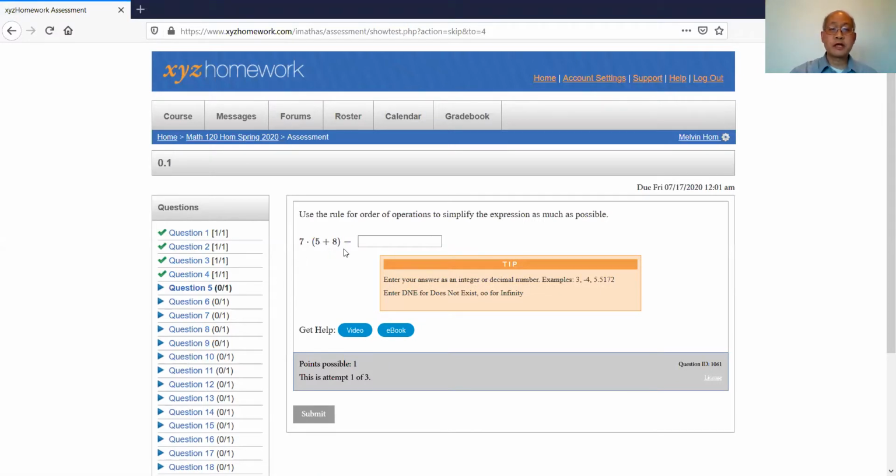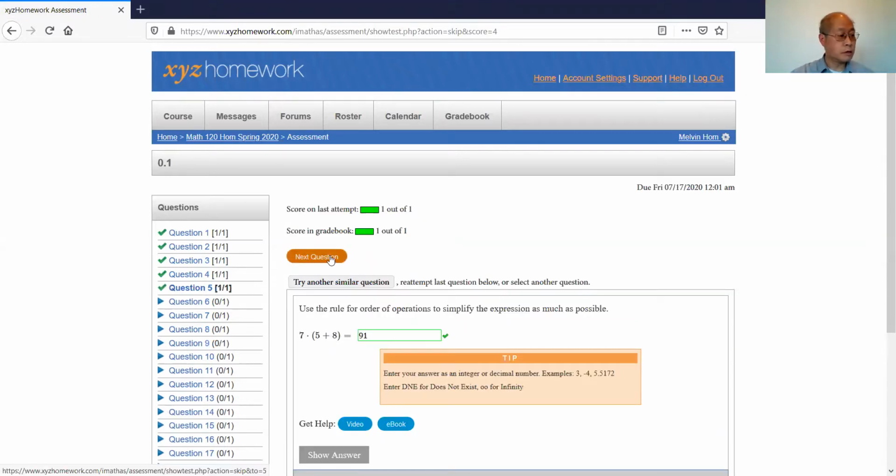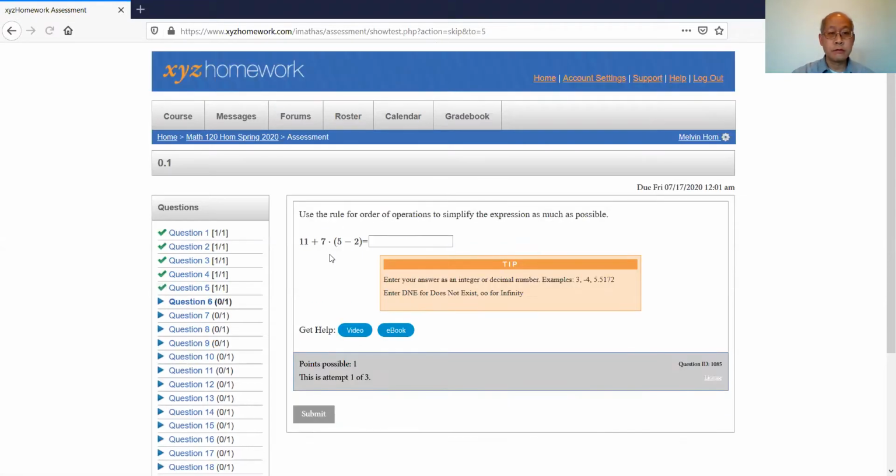7 times 5 plus 8. By order of operations, I do 5 plus 8, which is 13, first, and then I do 7 times 13. So I punch out 7 times 13, and it gives me 91. So the answer should be 91. And there we go.